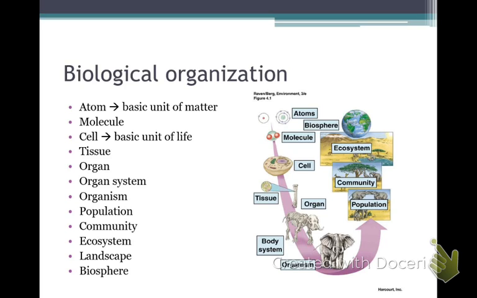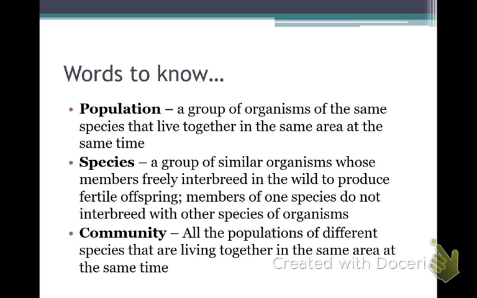Organisms put together make a population. Populations working together make a community. Multiple communities put together makes an ecosystem. Multiple ecosystems put together makes up a landscape. And all of the landscapes put together make up the biosphere.